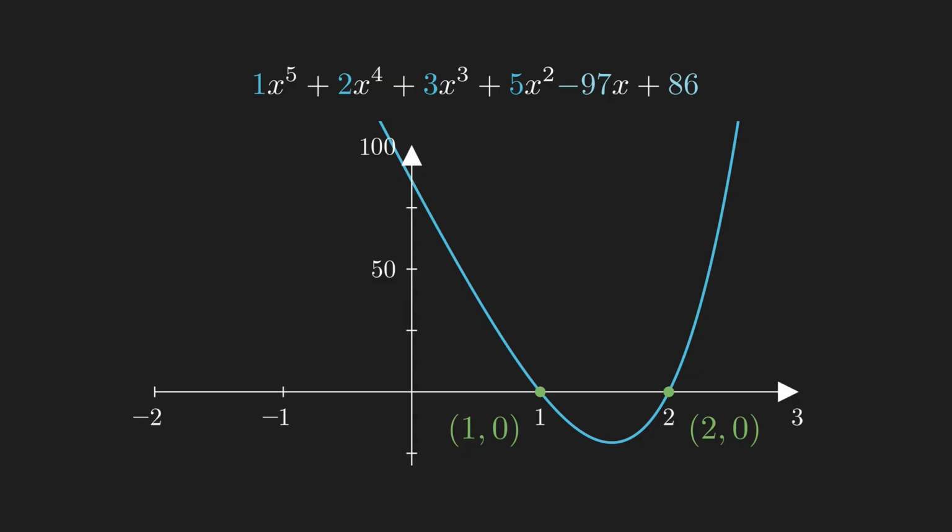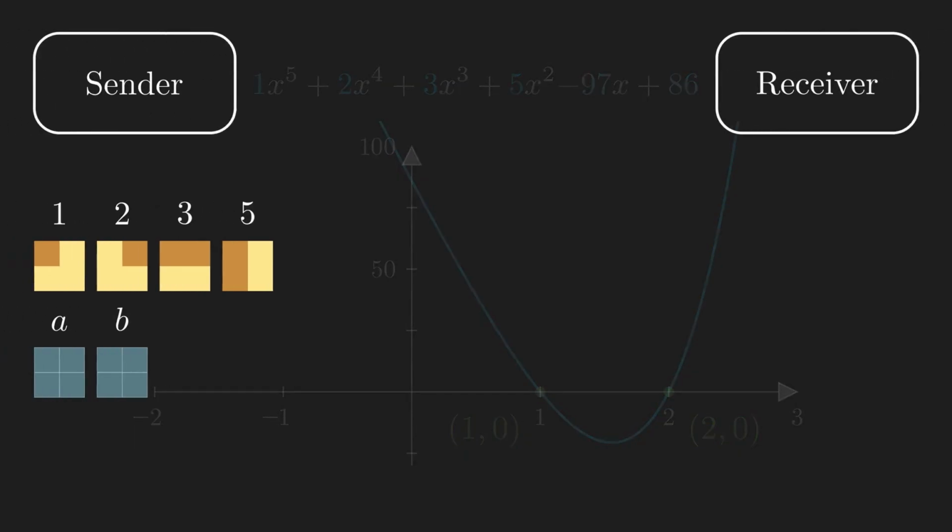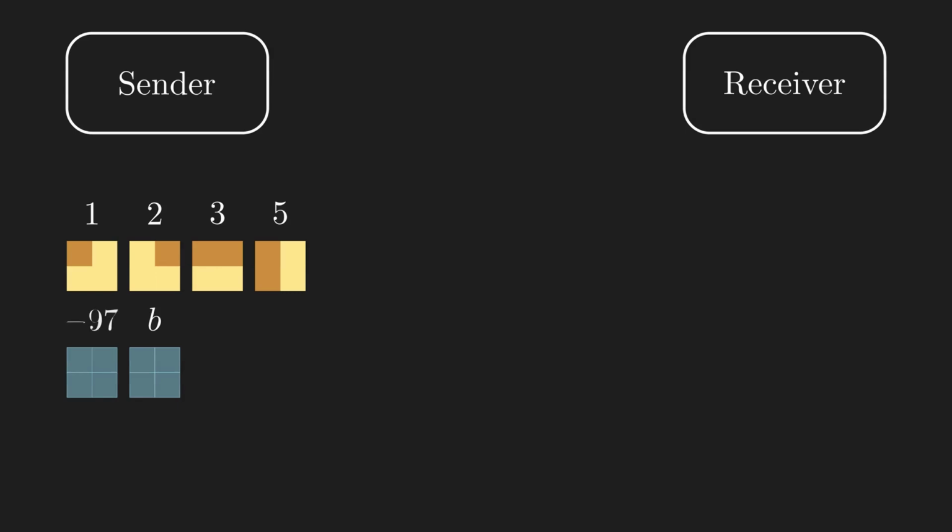Now, these points 1, 0 and 2, 0 are more or less chosen arbitrarily. We could have also chosen 2 different points, but the sender and the receiver obviously have to agree on the points beforehand, otherwise this idea wouldn't work. So we'll set our code words accordingly and send them over to the receiver.